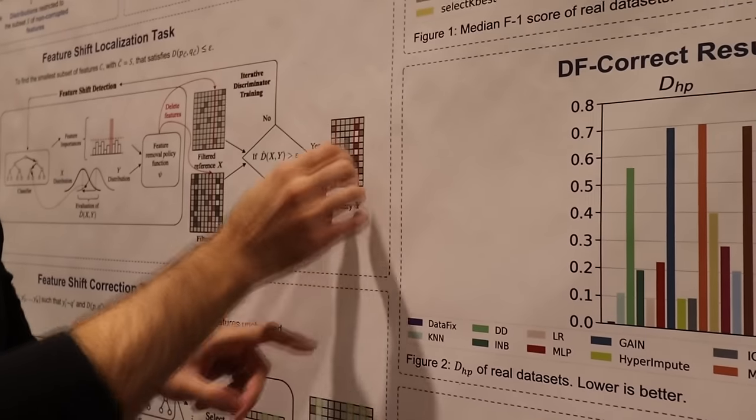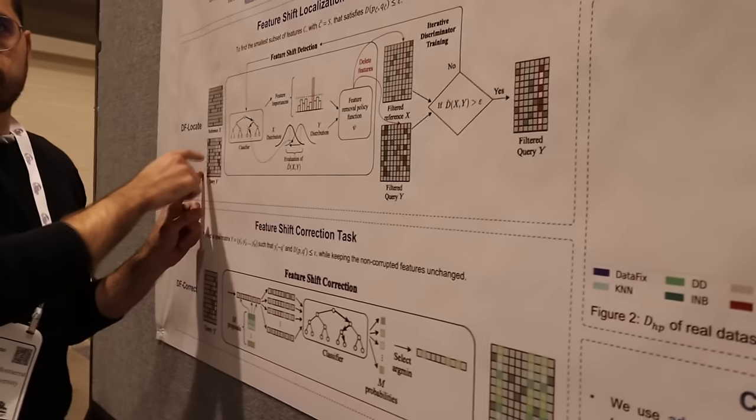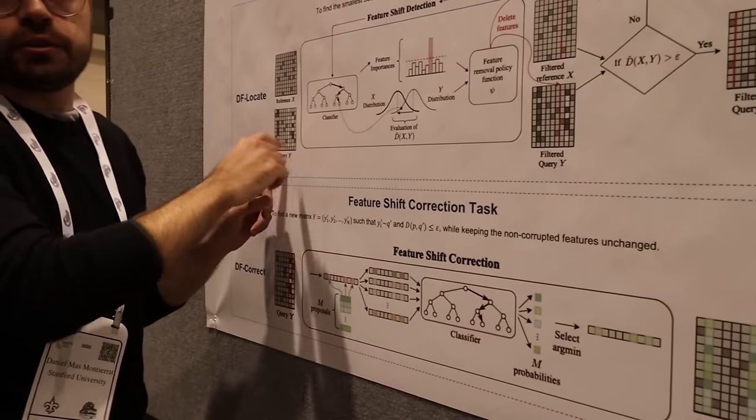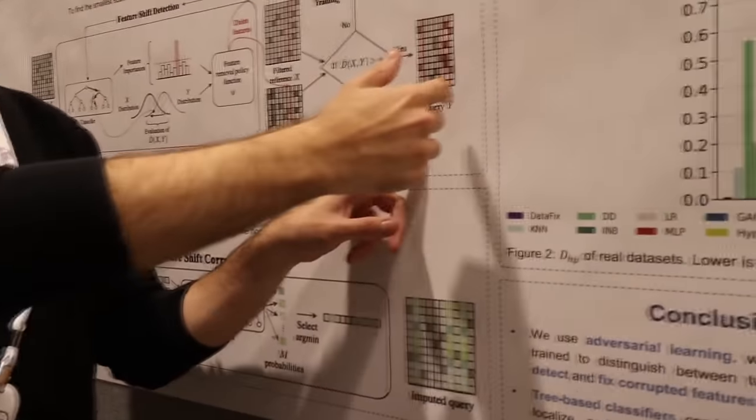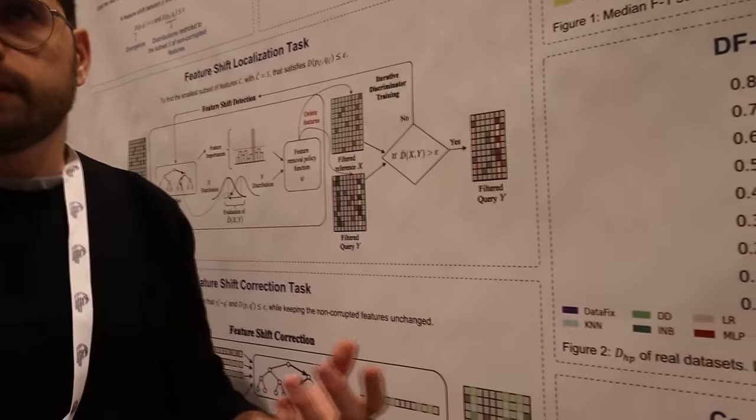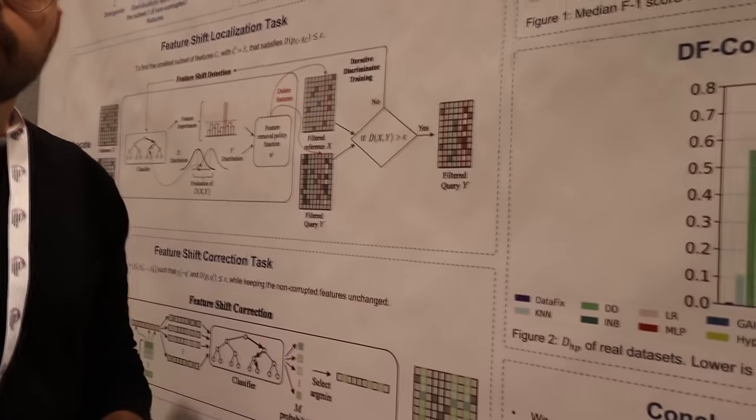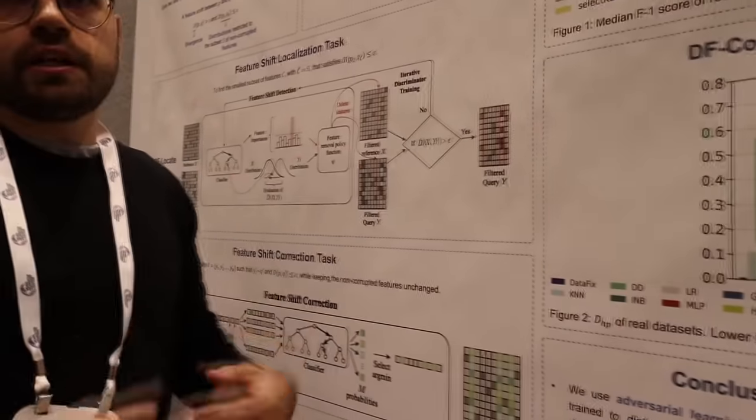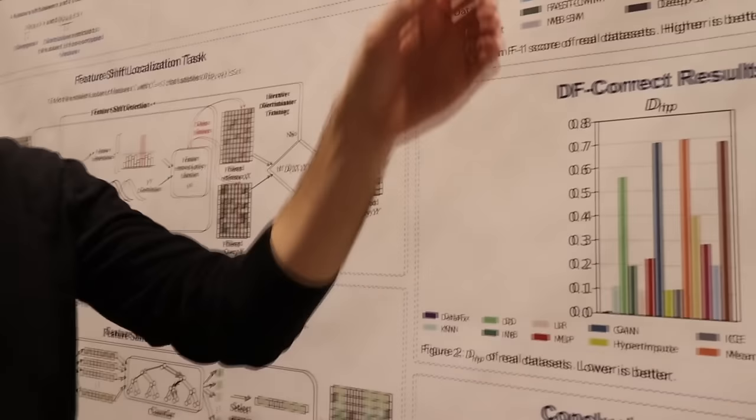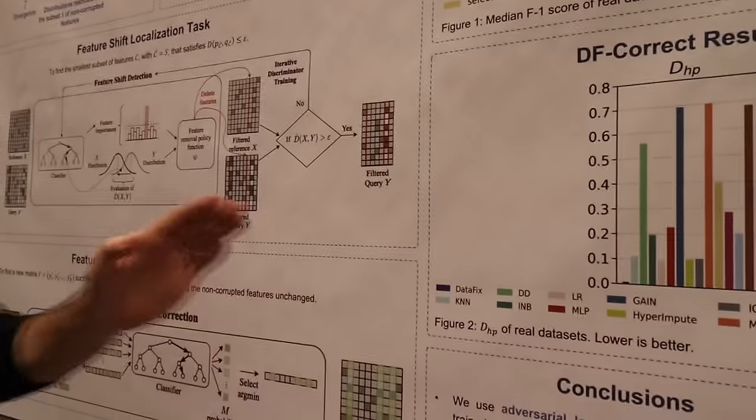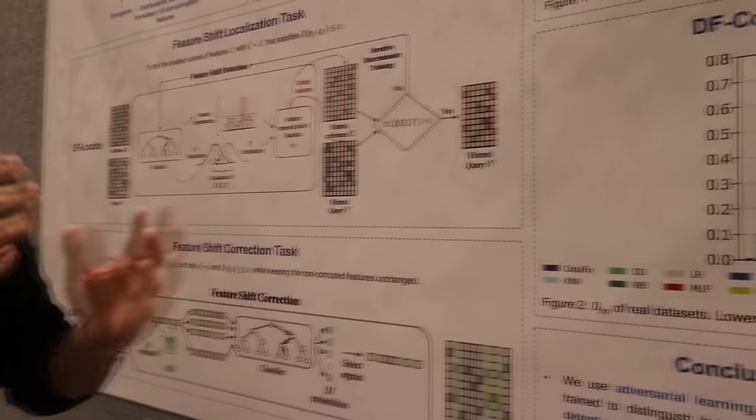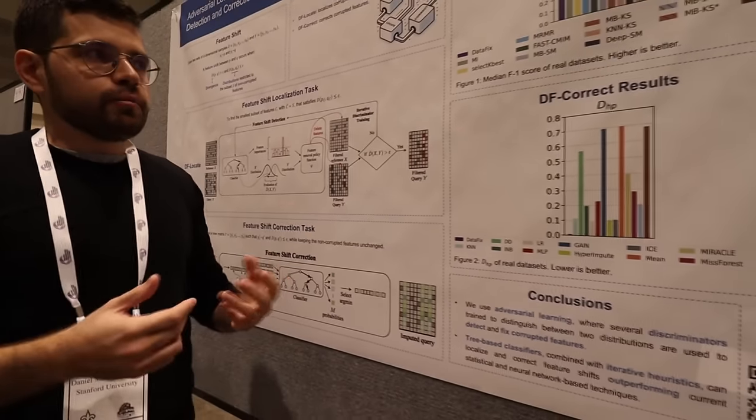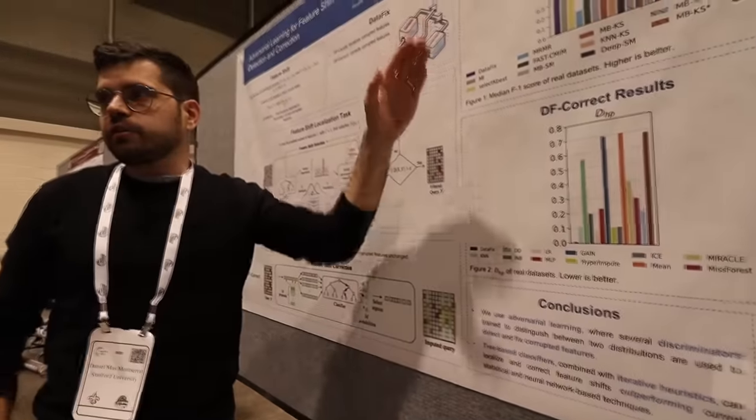Because we are simulating the shifts, we have the ground truth. We create a query and we shift, let's say, 10 features. If we detect all those 10 features, then we have 100% accuracy. If you detect too many, it would go down. Exactly, and if you detect too few, it would also go down. So you get the true positives, the false negatives, etc., and from that you compute the F1. This is the average across many data sets and many shift types. We have marginal shifts, label shifts, covariate shifts, a bunch of different natures of shifts, and this is just the average across all of them.